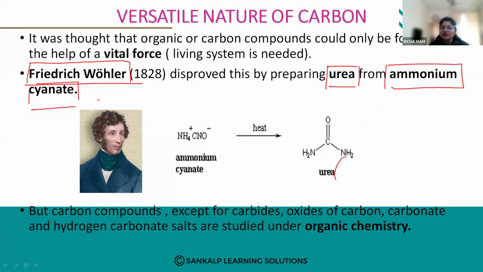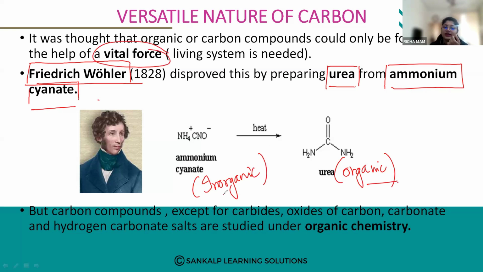Which was the first organic compound? Urea. And urea was produced from ammonium cyanide, which is inorganic. So remember that for production of organic compounds, there is no requirement of a living system. From an inorganic system also you can prepare organic compounds. This was the statement disproved by Friedrich Wöhler. Very important.